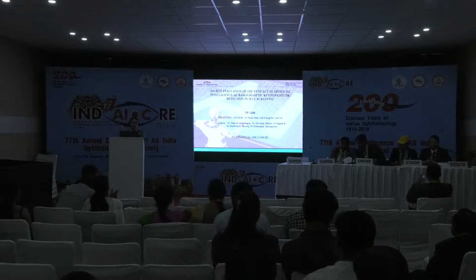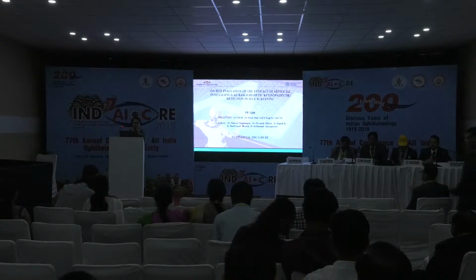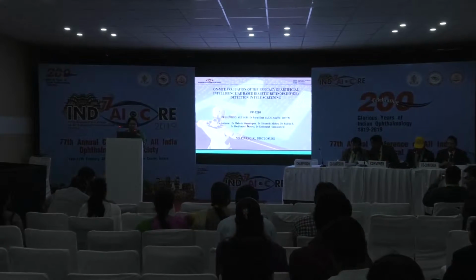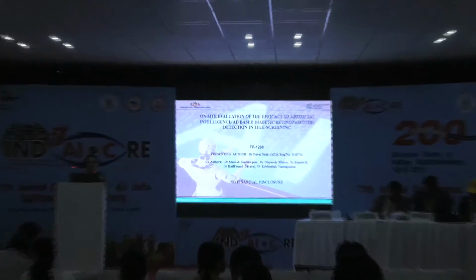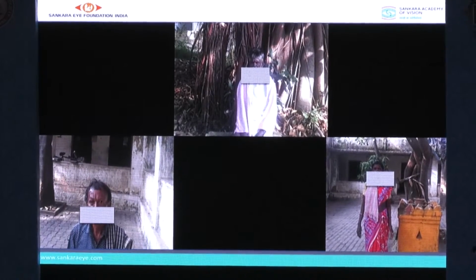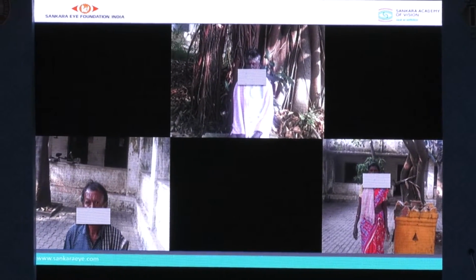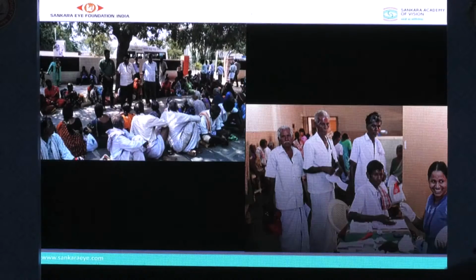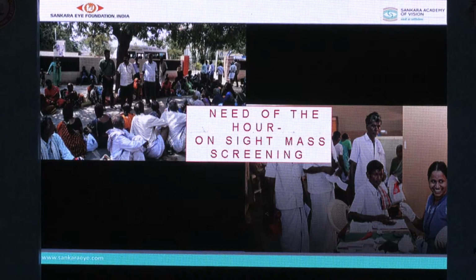I would be talking on the on-site evaluation of the efficacy of artificial intelligence-based diabetic retinopathy detection in telescreening. Let me start by giving an example of these three diabetic patients who are awaiting DR screening in a small village. As we all know, there are more than 72 million such patients in our country who are awaiting in various villages. So the need of the hour is a very effective on-site mass diabetic retinopathy screening program.